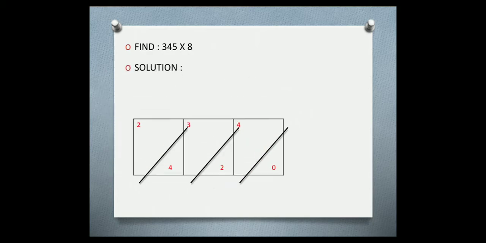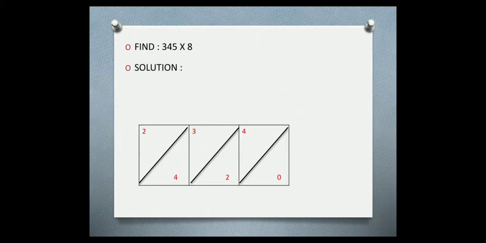So I have drawn the grids, then I have drawn the diagonal. Things are ready. Now I'll write the multiplicand at the top, and I will write the multiplier at the side. So we'll start the multiplication. We'll start from the right side. 8 is the multiplier, so I'll be multiplying the multiplier with each multiplicand. Always have that in your mind. The multiplier is the one which is on the right side. So I'll multiply 8 with each number which is at the top.